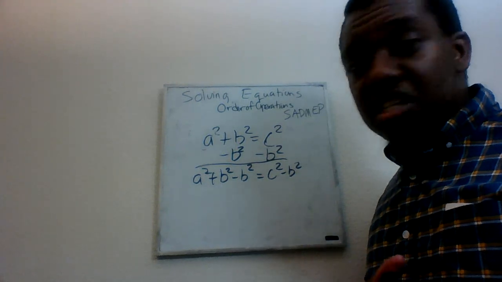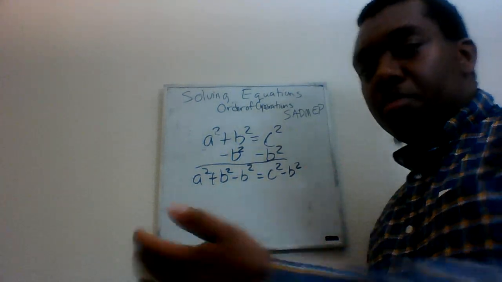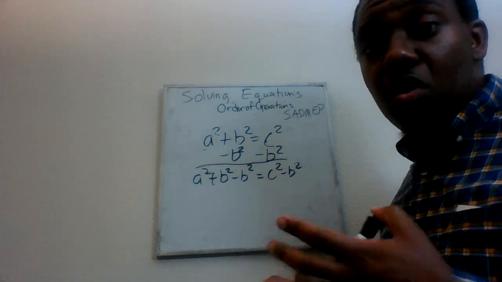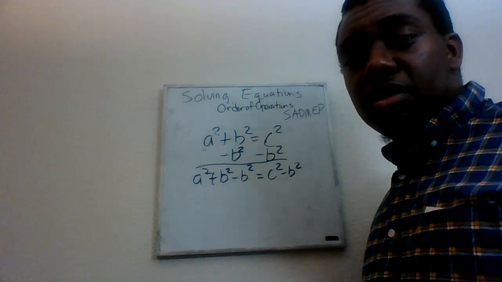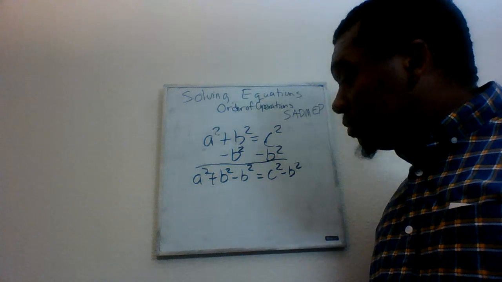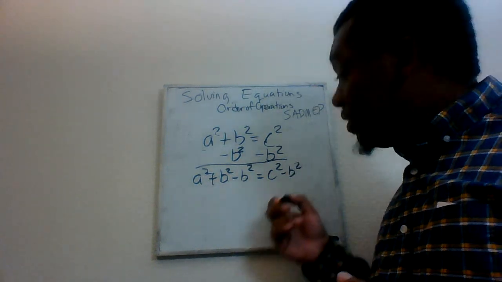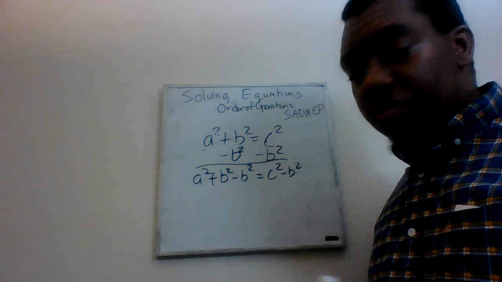But it is because of two different variables, two unknowns. And that's why we have half squared against half squared. So we just have c squared minus b squared.